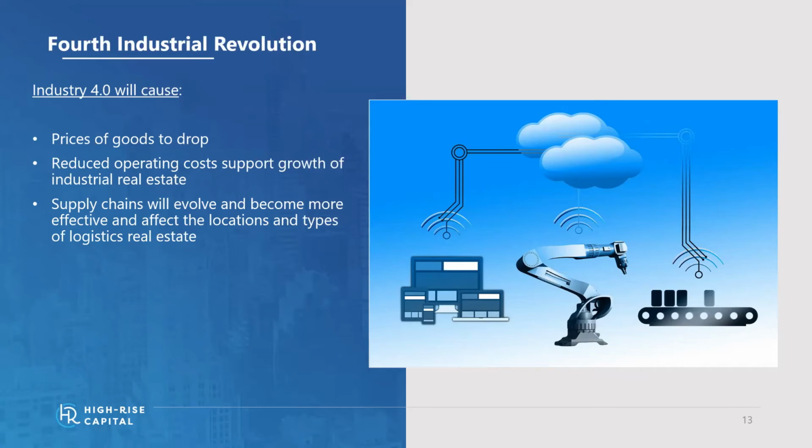So what Industry 4.0 causes is prices of goods to drop and operating costs to reduce, which support the growth of industrial real estate. Also, supply chains will continue to evolve and become more effective, and affect the locations and also the types of logistics real estate that we see.